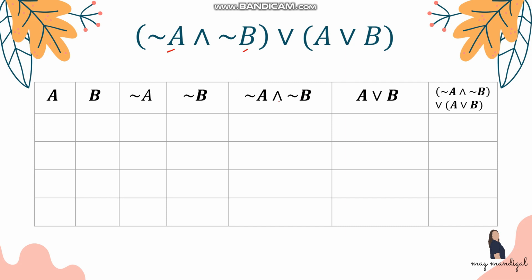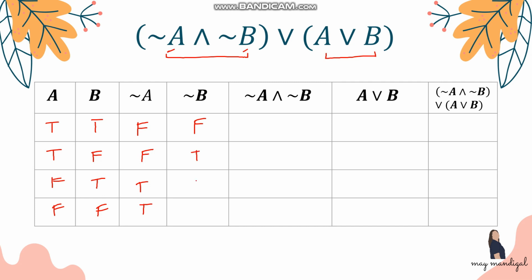Then we get the conjunction of that. So we have not A and not B, which is for this one. And then we have A or B, or the disjunction. And then lastly is our whole statement. So let's write here, assign again values: true, true, true, false, false, true, false, false. Now you get the negation of A, so that will be false, false, true, true. And then for B, you get the negation of B, so false, true, false, true.